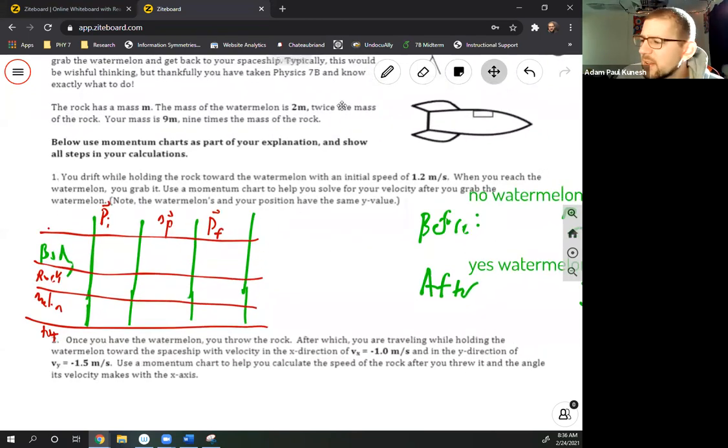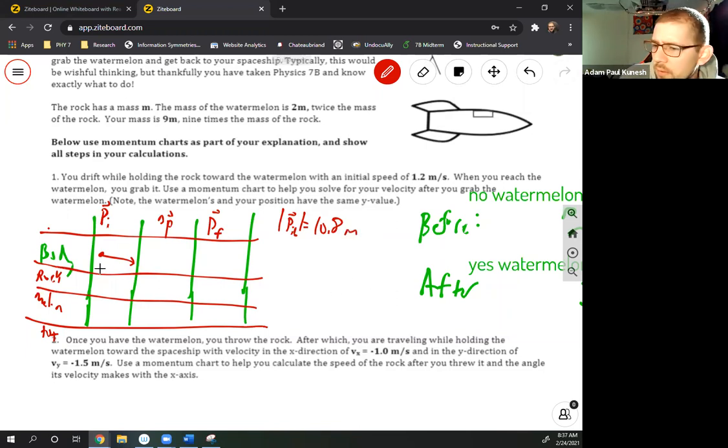Initially, my body's momentum is directed to the right. I have initial speed 1.2 meters per second. That thing has magnitude 9 times 1.2, which I should have known is 10.8. So the length of it is 10.8. So P initial for the body, magnitude is 10.8 m. Okay, for the rock, which has mass m.